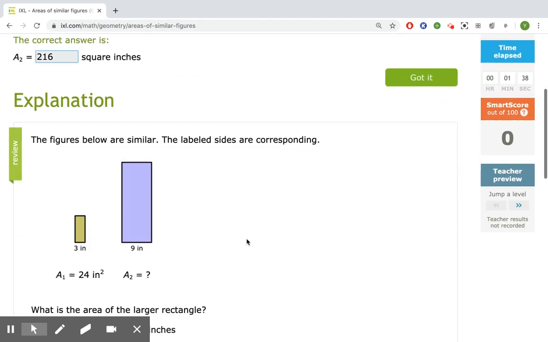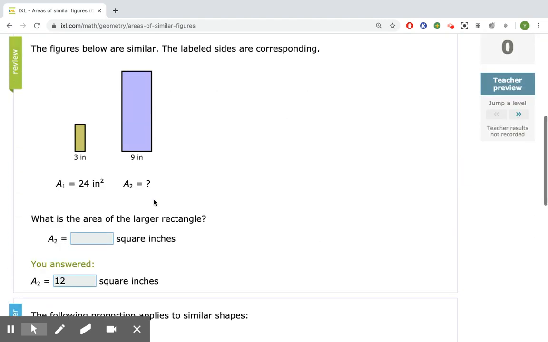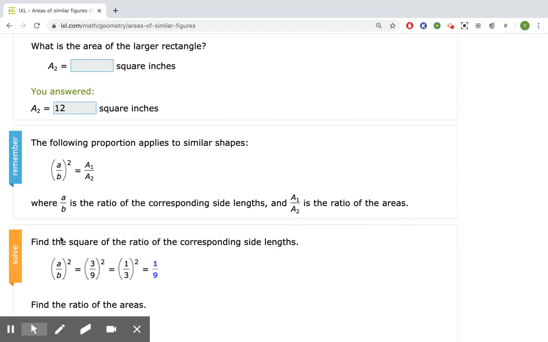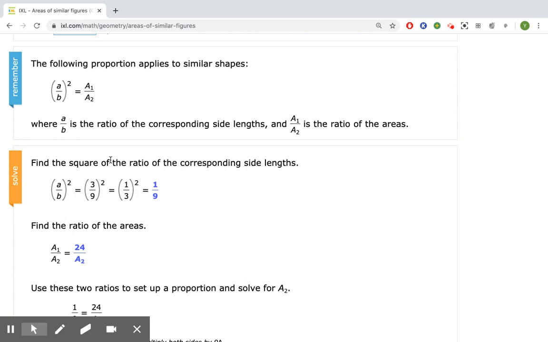So how did they do this? This is just a review of the problem. We don't have to read all that. So remember, this is the stuff you want to pay attention to. The following proportion applies to similar shapes. The quantity a over b squared is equal to a sub 1 over a sub 2, where a over b is the ratio of the corresponding side lengths, and a sub 1 over a sub 2 is the ratio of the areas.